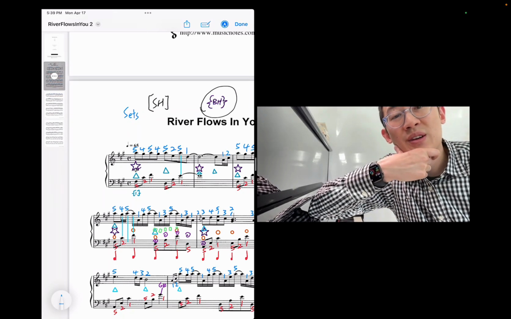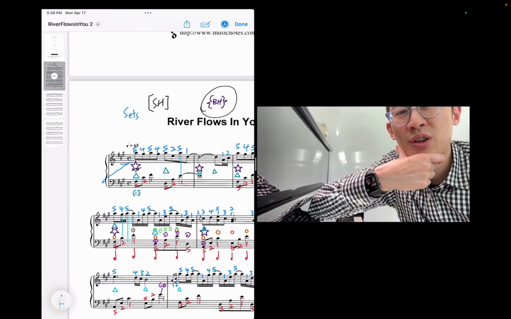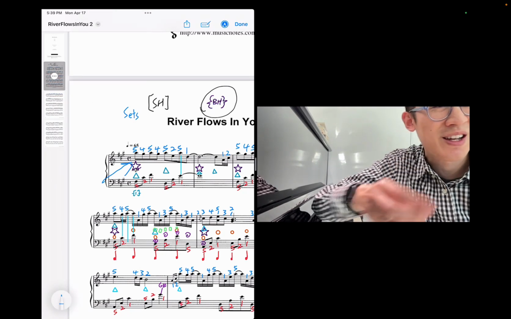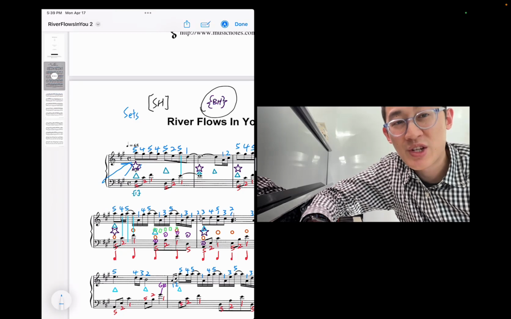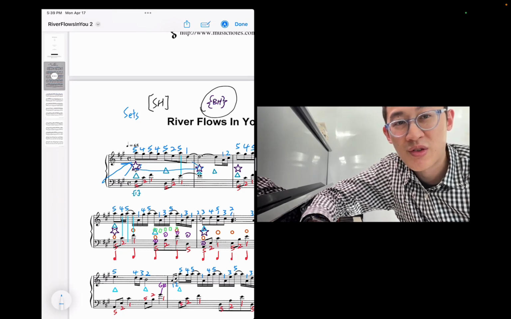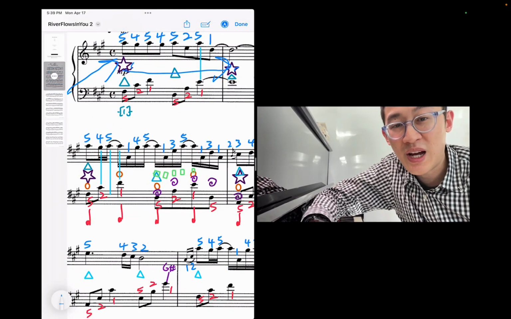So I would recommend making these sorts of markings. The colors don't matter. The colors are really just for fun and to make things visually clear. So the stars are denoting the 1 measure set markers. You got to play from star to star to solve a 1 measure set. The triangles are denoting half measure set markers.